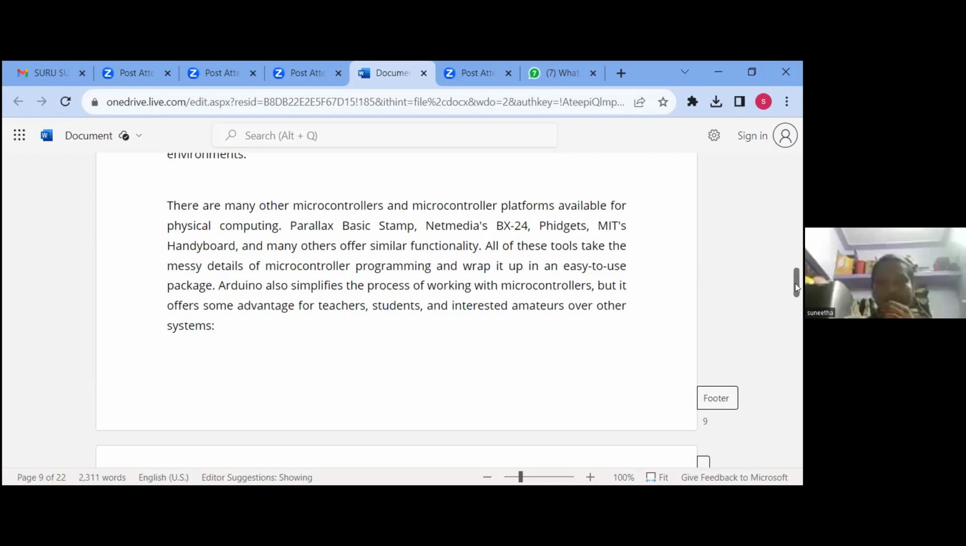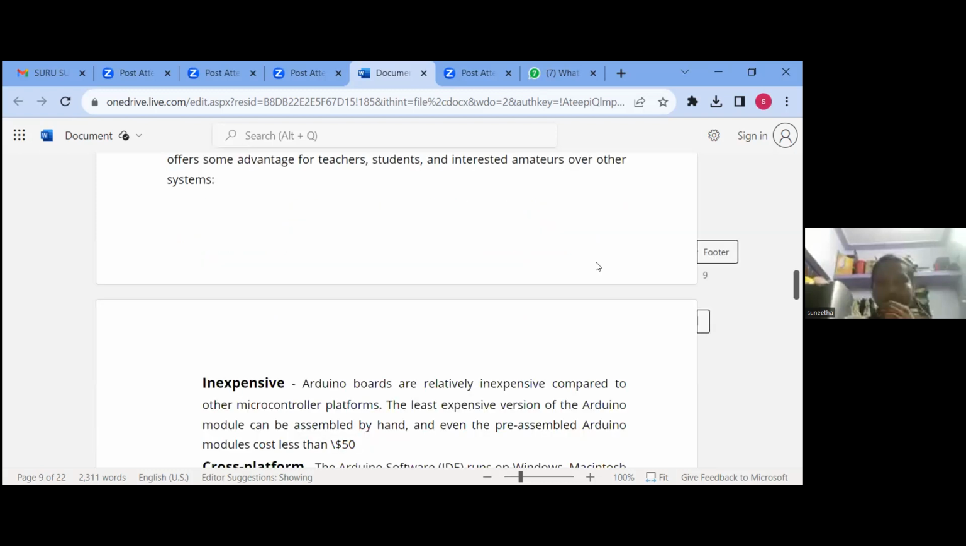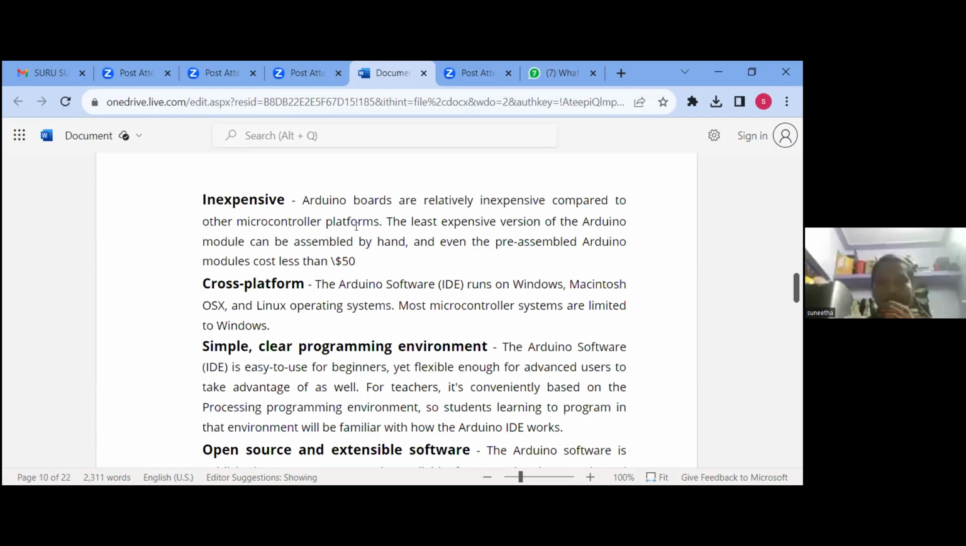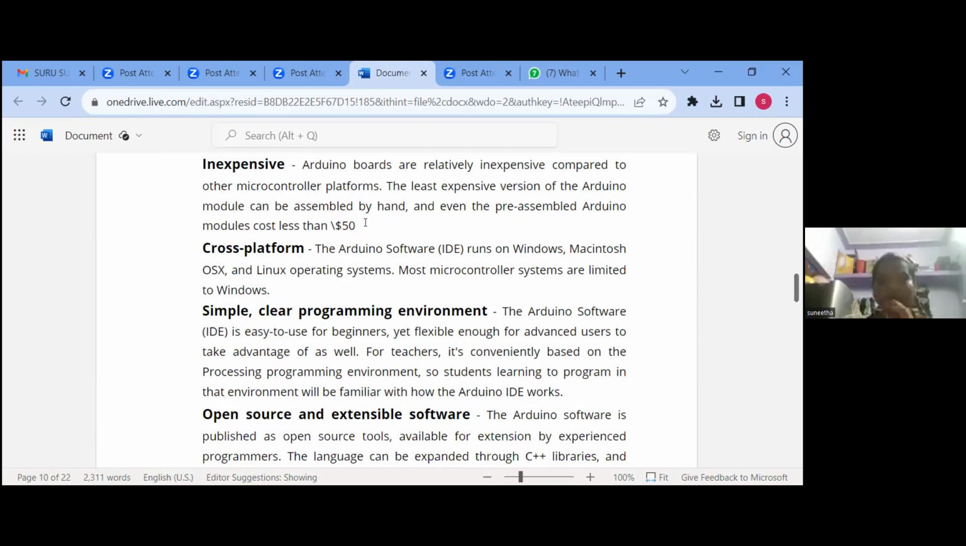And these are some key features of Arduino. Inexpensive. Arduino boards are relatively inexpensive compared to other microcontroller platforms. The least expensive version of the Arduino module can be assembled by hand, and even the pre-assembled Arduino modules cost less than $50. The cost of Arduino is very low. Compared to our application, Arduino can provide the best platform at very low cost.